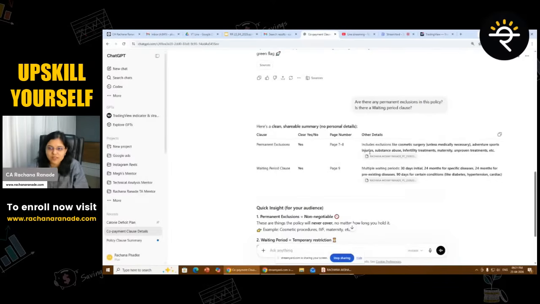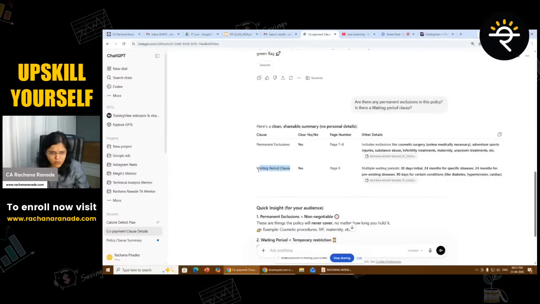Adventure sports injuries. So let's say there's something like bungee jumping, which is an adventure sport. During bungee jumping, if there is some injury, that will not be covered, and that's a permanent exclusion. Okay, so all these permanent exclusions are given. And for the waiting period clause, it says multiple waiting periods: 30 days initial, 24 months for specific diseases, 24 months for pre-existing diseases, 90 days for certain conditions like diabetes, hypertension, cardiac. Okay, now this is the final point.